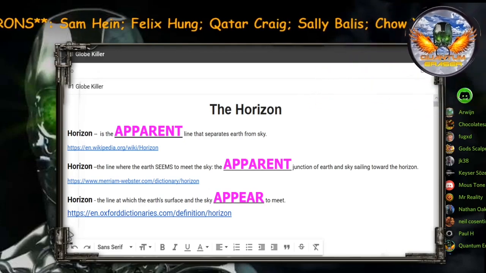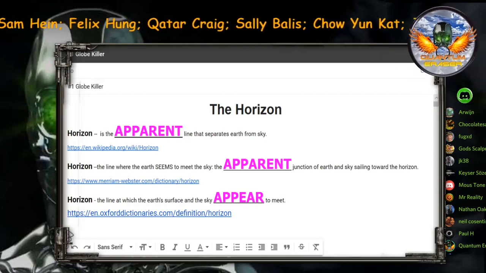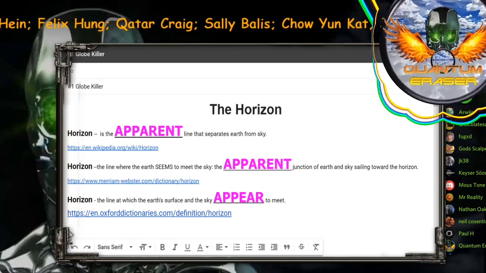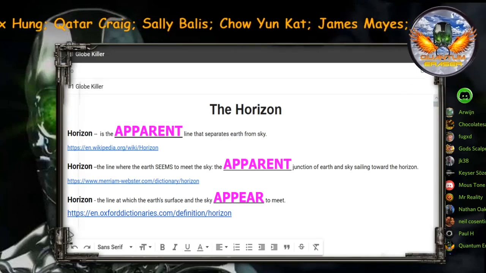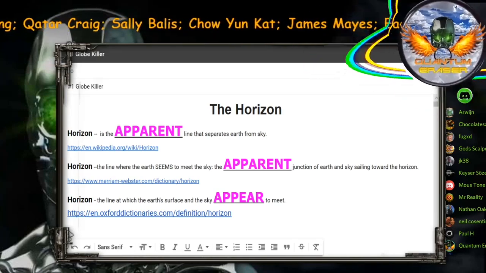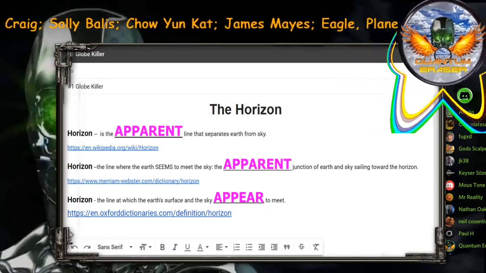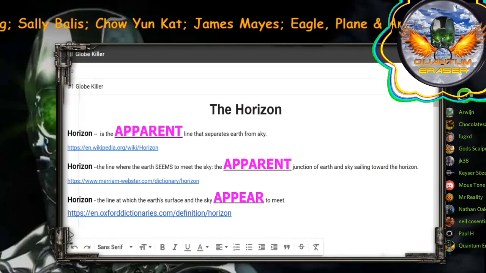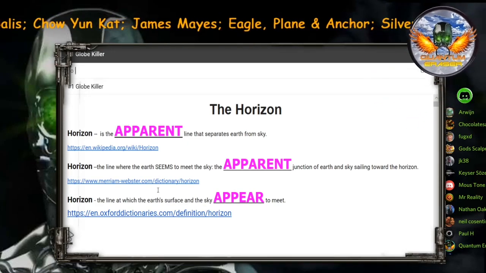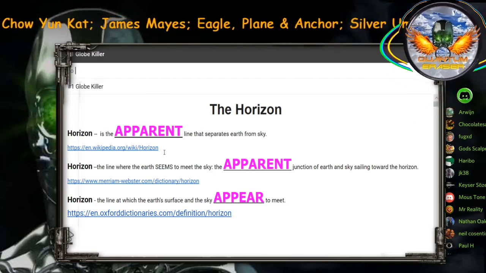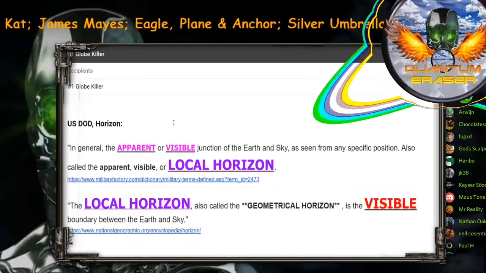From their alma mater wiki, horizon is the apparent line that separates the Earth from sky. Merriam-Webster: the line where the Earth seems to meet the sky; the apparent junction of Earth and sky, sailing toward the horizon. From Oxford Dictionaries: the line at which the Earth's surface and sky appear to meet. Pretty simple, consolidated definition. We'll get a couple more here, just to drive the point home.